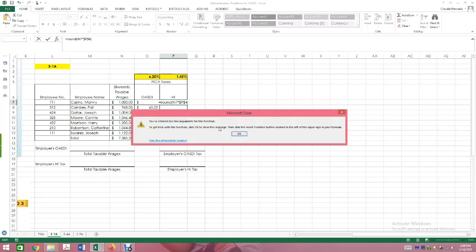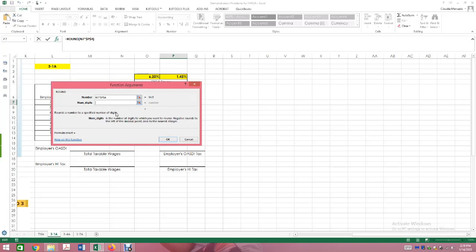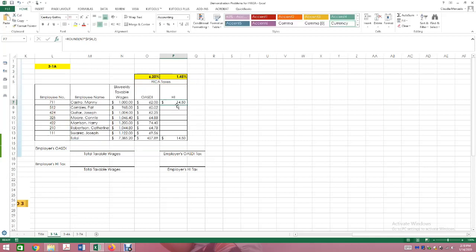Then I have to click the FX here and let it know how many decimals I want to round. I want to round to 2. This is what the result is going to look like right here. I'm going to click OK. Once I'm done with that one formula, I can just drag it down.